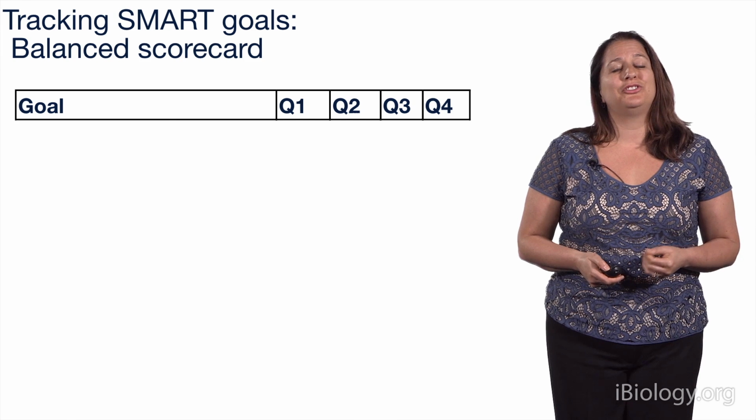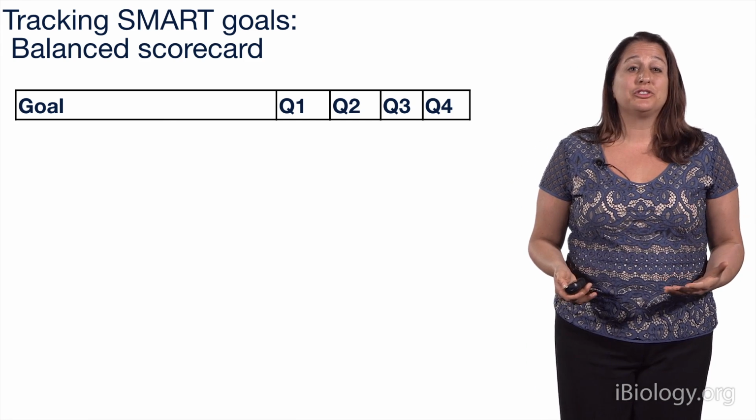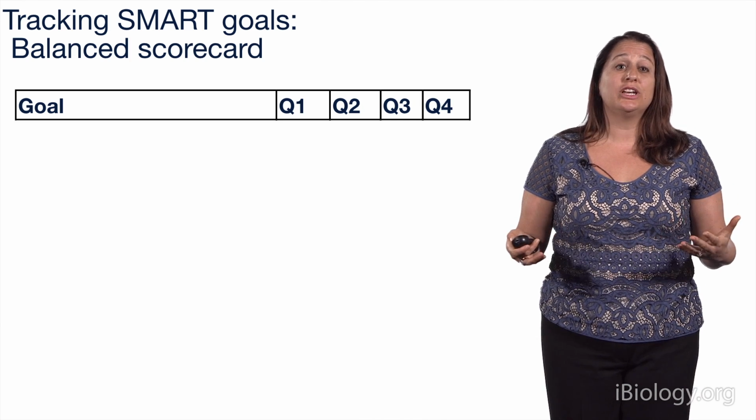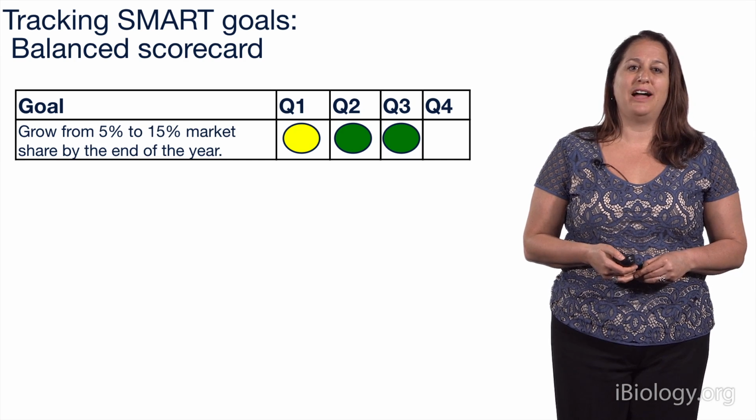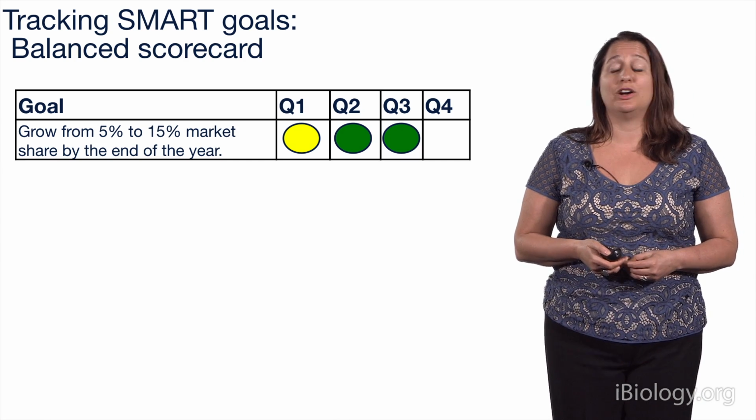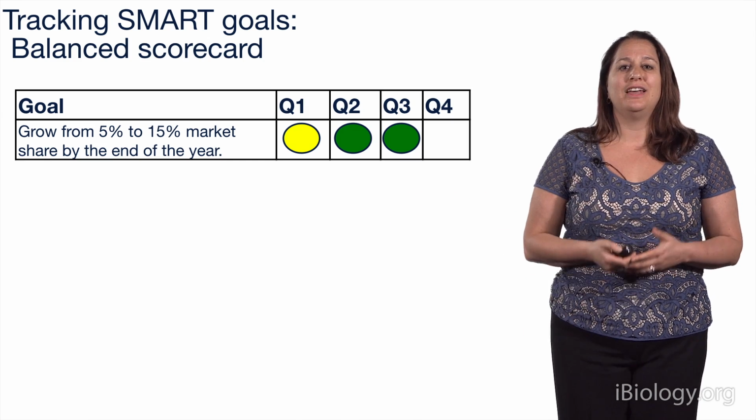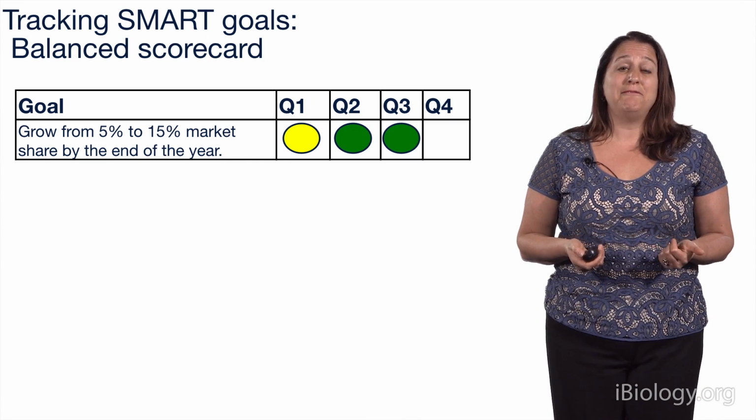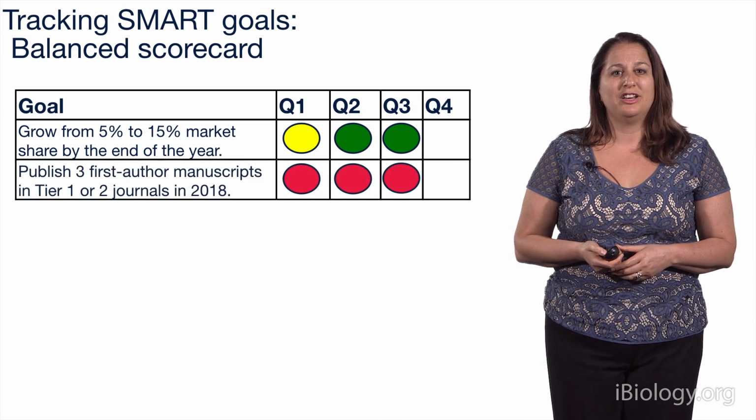The beauty of SMART goals is you can then track them. And so here on this slide, we have what's called a balanced scorecard, in which all we're doing is looking each quarter at how we're doing against the goals. So goal 1, grow from 5 to 15% market share by the end of the year. Well, it looks like Q1 was a little iffy, but then we got on our feet, and as of the end of Q3, I'm feeling very good about our ability to meet this goal by the end of the year. All systems go on this one.